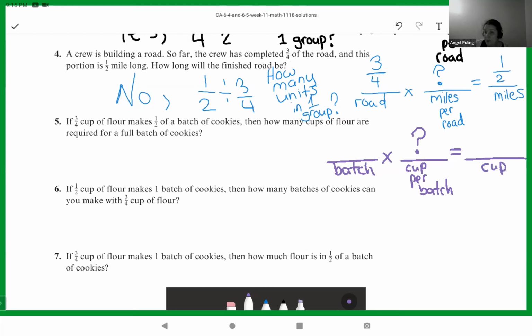Now, put the values in, right? We have 3/4 cup of flour makes 1/2 of a batch of cookies. This is 3/4 divided by 1/2. So yes. And this is a how many units in one group style of question.